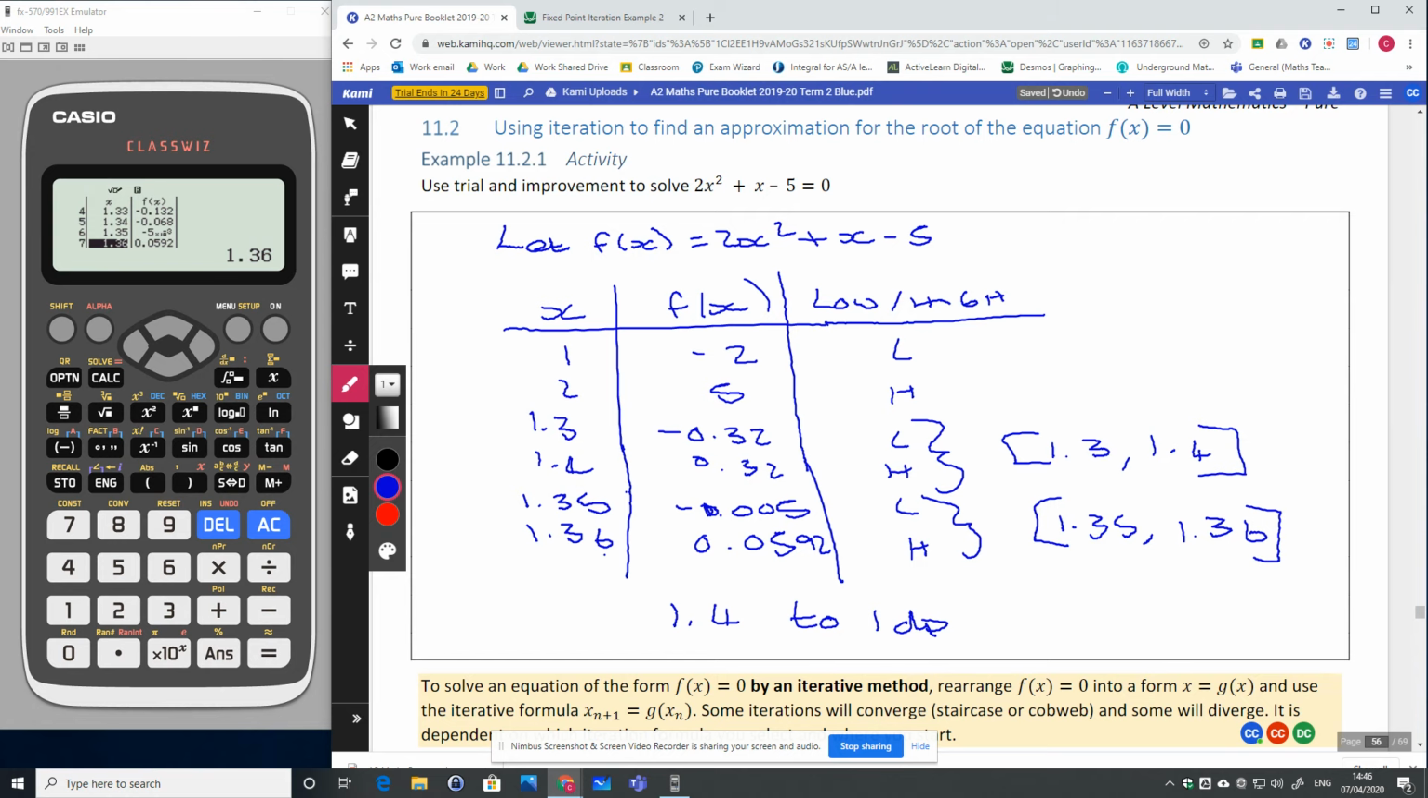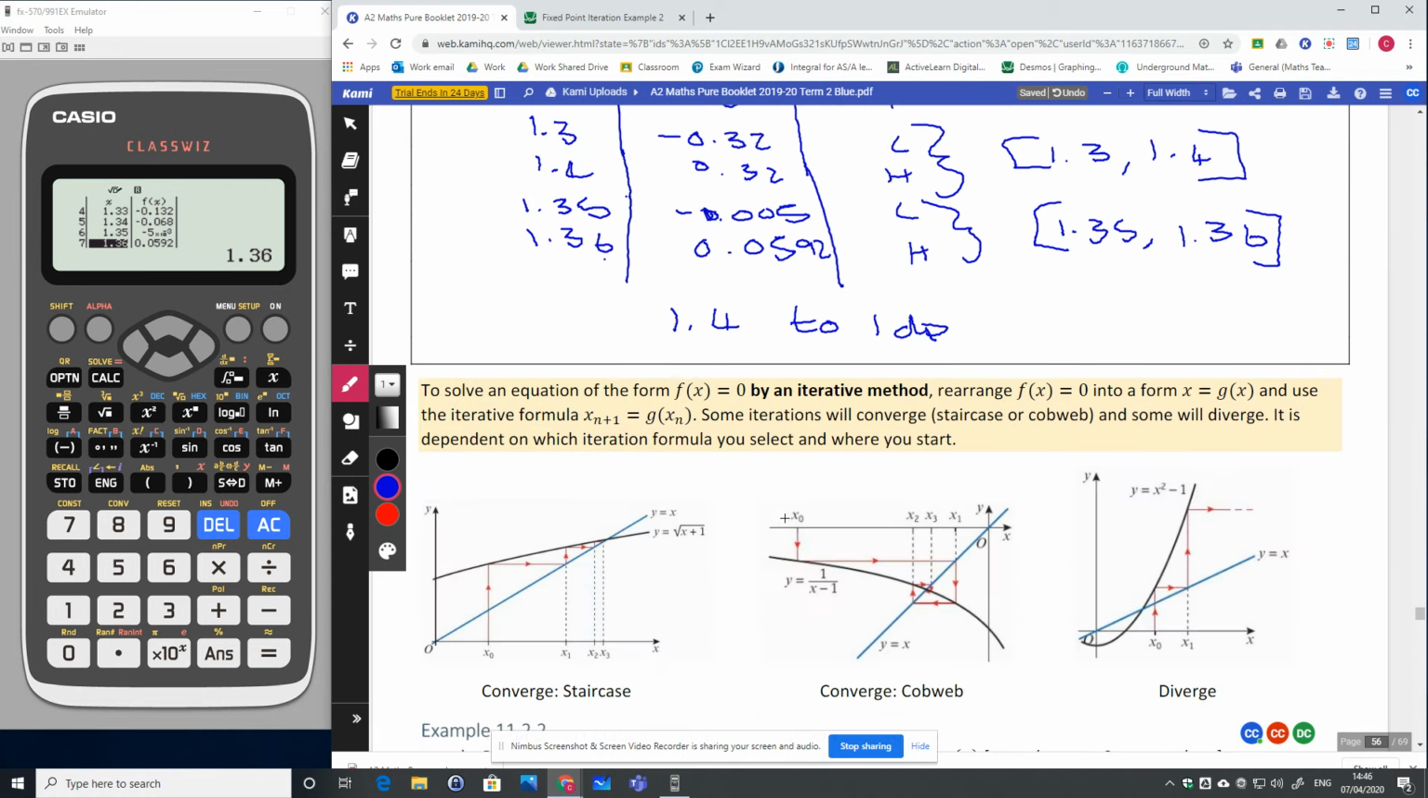So by going that one step further, taking it to 0.01, I've found my answer to an accuracy of 0.1, and we're going to be using that when we're asked to prove values later in the examples. So what we're going to do is look at what's called the iterative method.